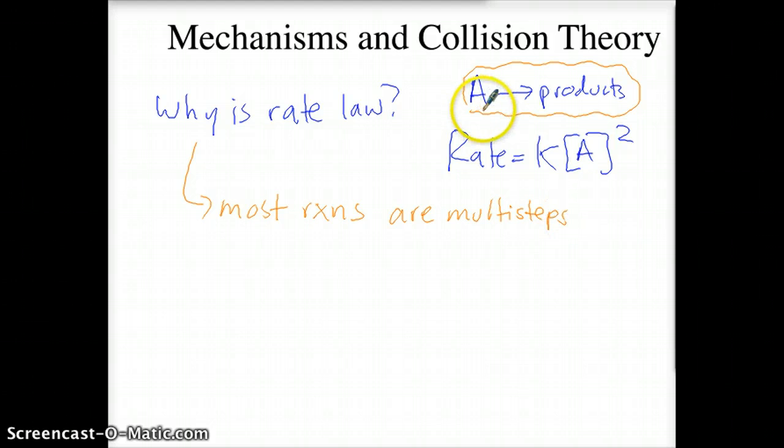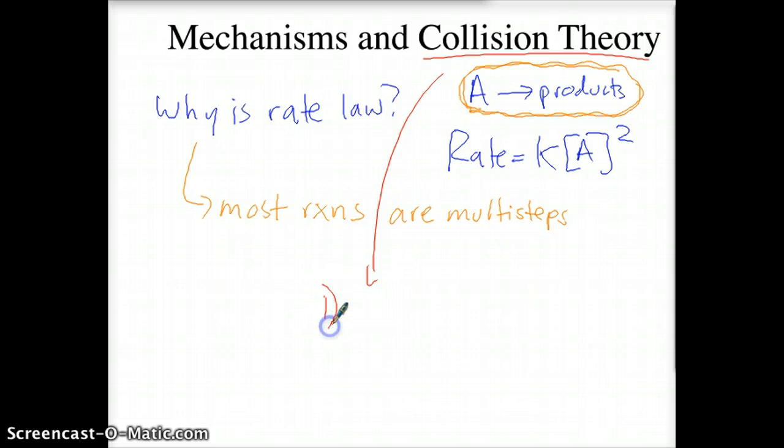Even though it appears overall that A is being turned into a product, A might be getting turned into something else first, and that something else is turning into something else, and that something else is turning into a product. Through rate laws and through data of reaction rates, we can determine the exact steps for this overall reaction to occur. But in all cases, collision theory dominates. So just a quick refresher about collision theory.